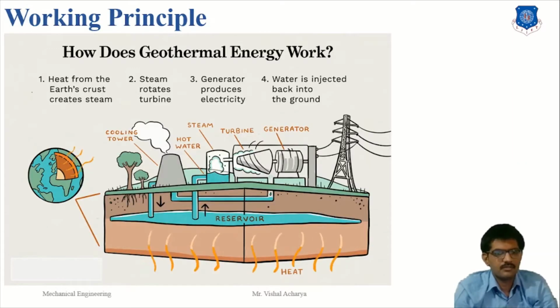Working principle. How does geothermal energy work? First, heat from the sun and earth crust creates the steam. Second, steam rotates the turbine. Generator produces the electricity. Water is injected back into the ground.